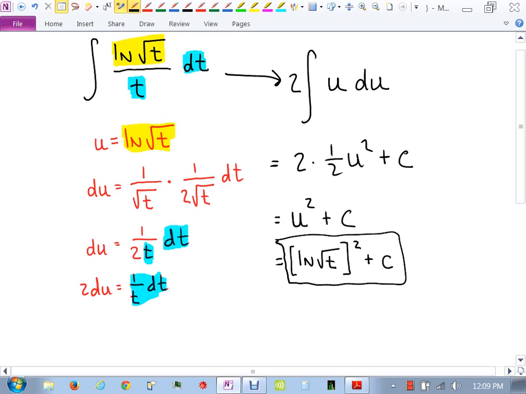So, okay, I think this will be the last one, and then we'll get into integration by parts. But trust me, with integration by parts, substitution's not going away. It's still going to be there. So we'll get more practice with it.